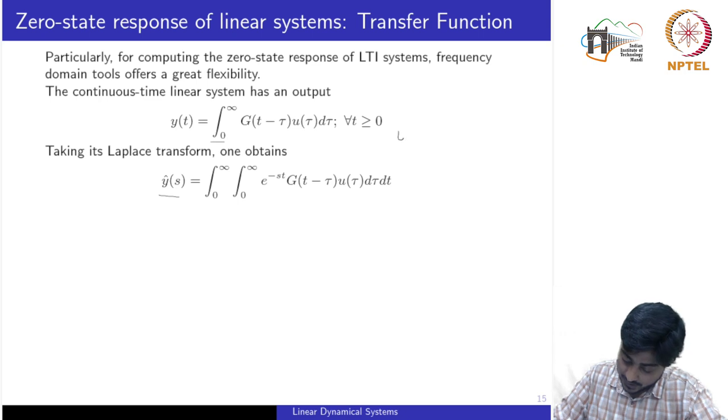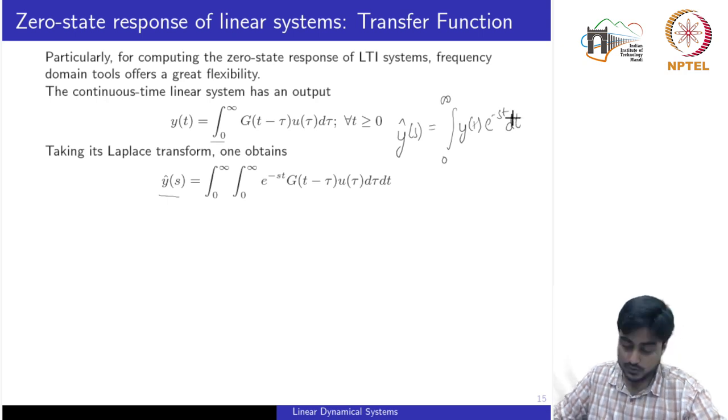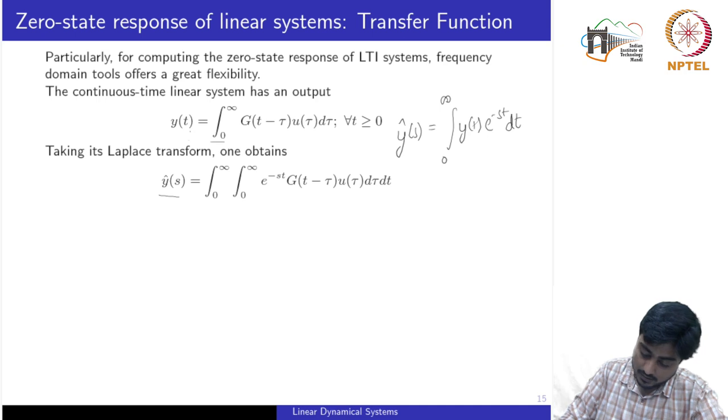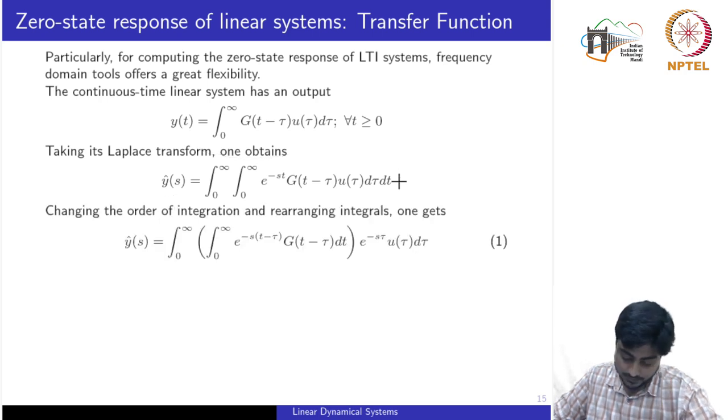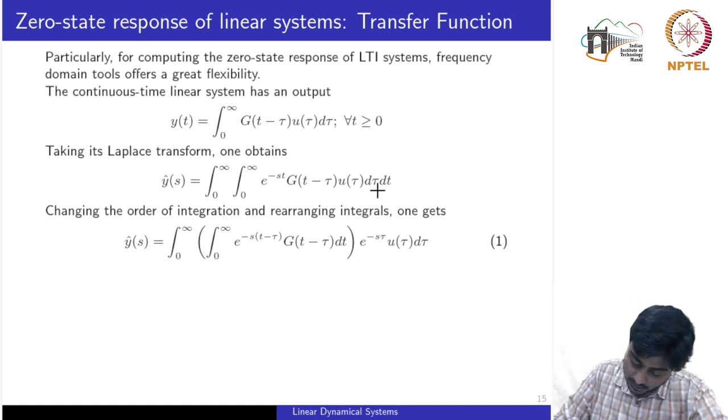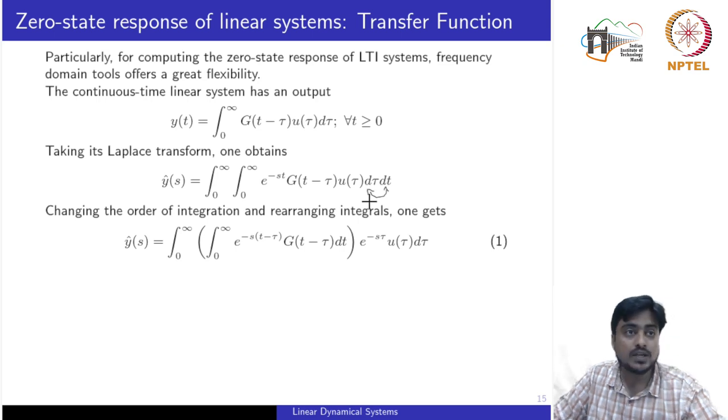If I write explicitly, we would have y hat of s as the integral from 0 to infinity of y of t, e to the power minus st, dt. So we just put y of t from here to here, and then we obtain this one. Now we change the order of the integration and rearrange the integrals, interchanging this d tau and dt.